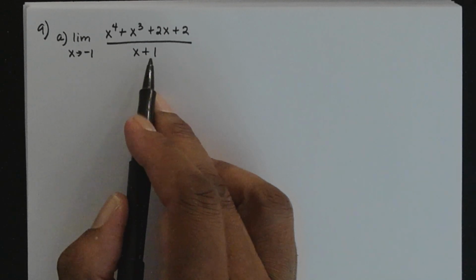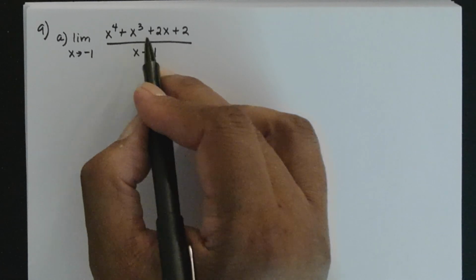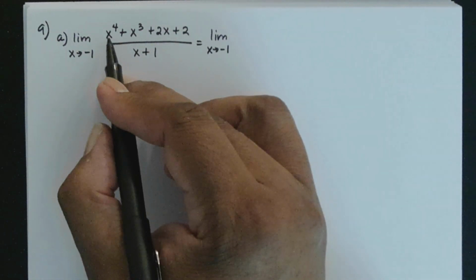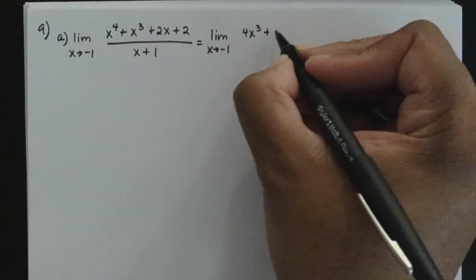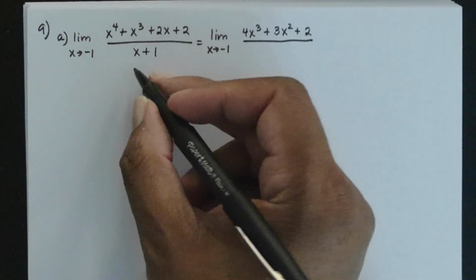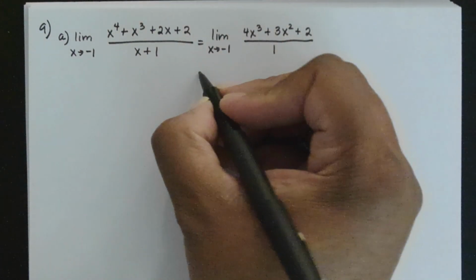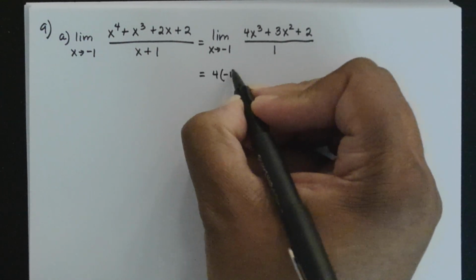So what that means here is this: I need to take the derivative of the numerator and the derivative of the denominator until I don't get that indeterminate form. So if I take the derivative of x to the fourth plus x cubed plus 2x squared plus 2, I'm still going to have this limit as x approaches -1. The derivative of x to the fourth would be 4x cubed plus the derivative of x cubed would be 3x squared. The derivative of 2x will be 2, and the derivative of 2 is 0. The derivative of x plus 1 ends up being 1. So now I no longer have the 0 over 0 indeterminate form, which means I can use direct substitution by replacing every x with -1.